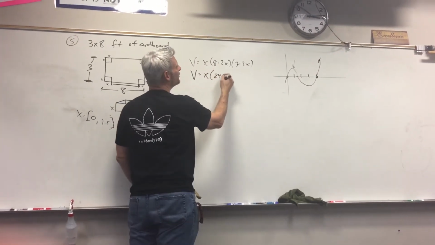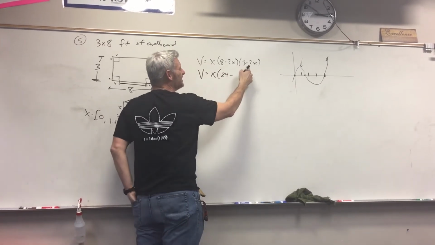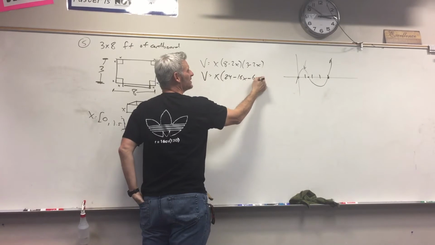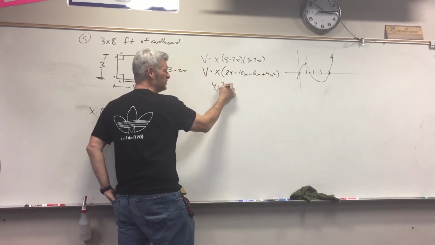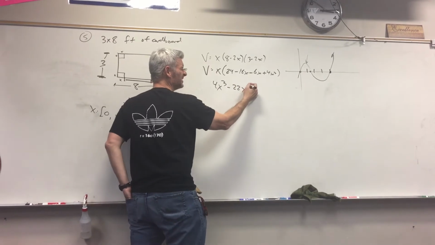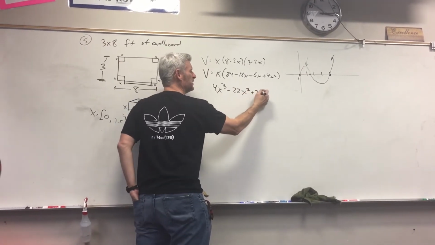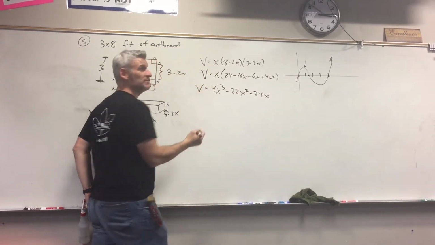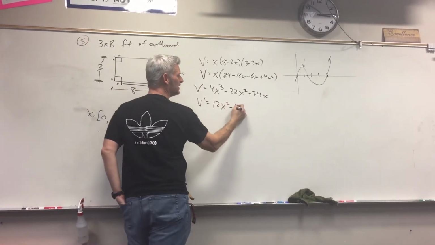24 minus, what have I got here? 16 minus 6x plus 4x squared. It looks like I've got 4x cubed minus 22x squared plus 24x. Hey, look, there's my volume. And I just have to take the derivative. Super, super clean.